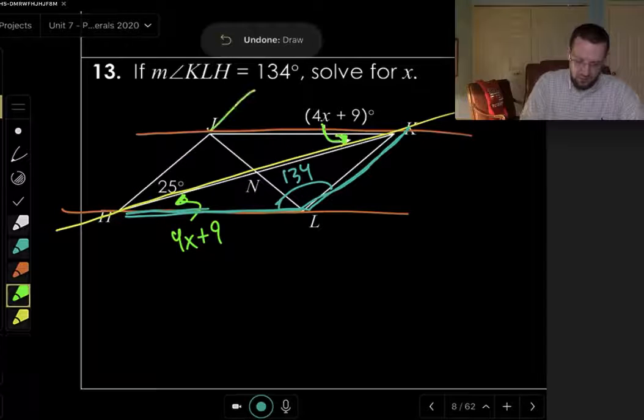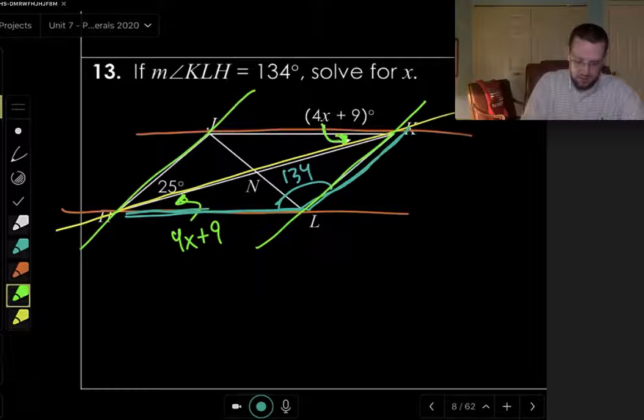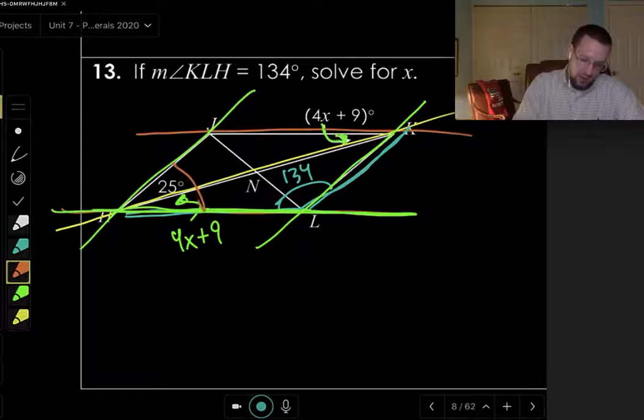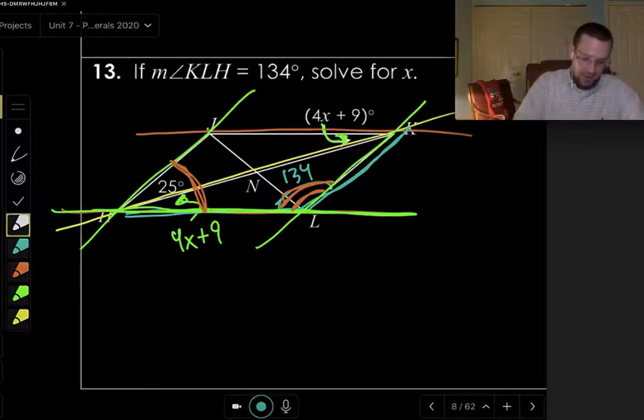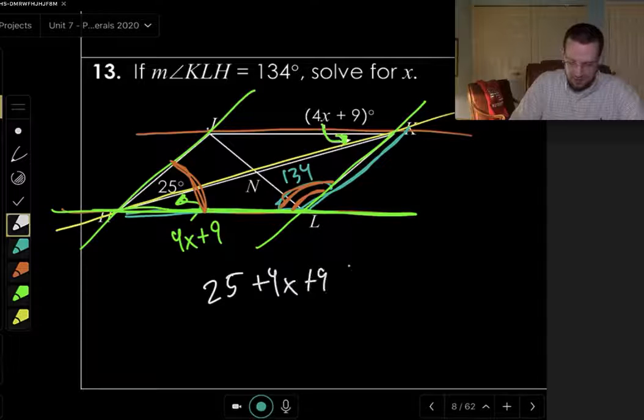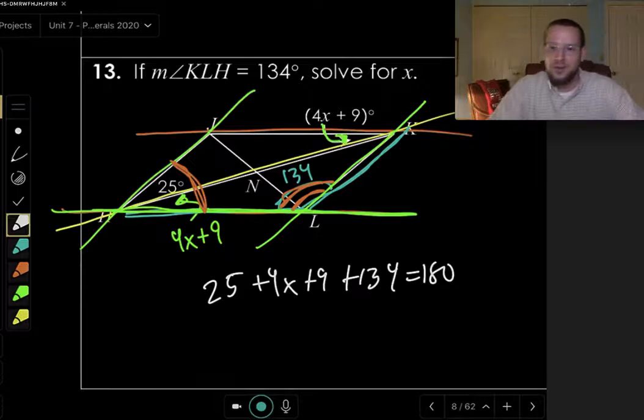If you notice again, we have a transversal region, so we have two parallel lines cut by our transversal. We know that we can take these two interior angles and add them together to equal 180 degrees, because these are consecutive interior angles. So we can simply add them together to equal 180 degrees.